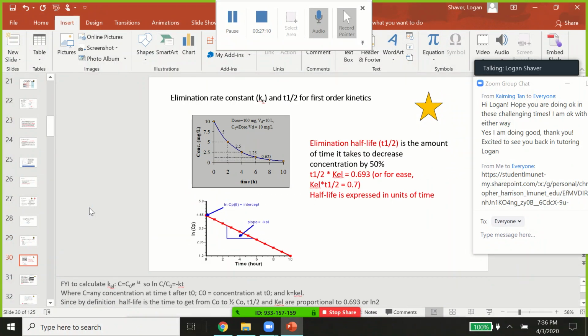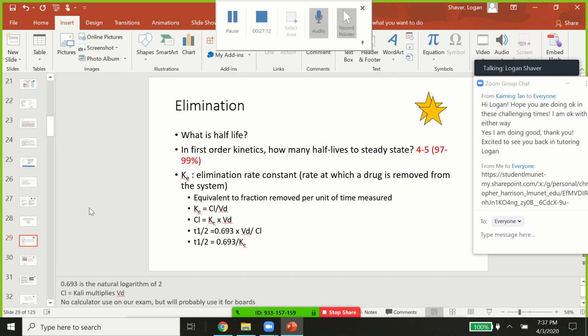Now on to a different concept: elimination rate constant. That's actually on this last slide, but it didn't really go into much detail until this slide.